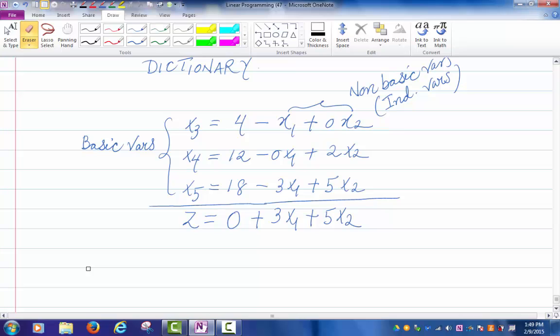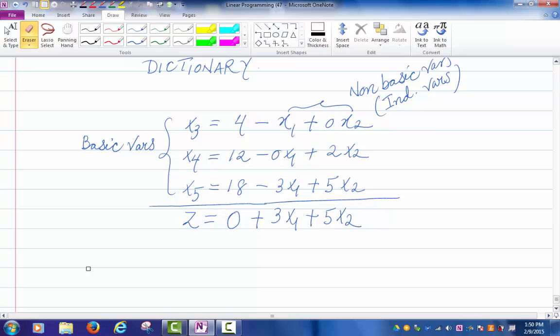It is so nice that anytime you come up with a new dictionary, you get a new solution, and the associated value of z will be written right here as you do the operations. Am I making sense? Is everybody clear? It is so nice that you always set the right-hand side to 0 and then solve. It's easy to solve for the left-hand side.